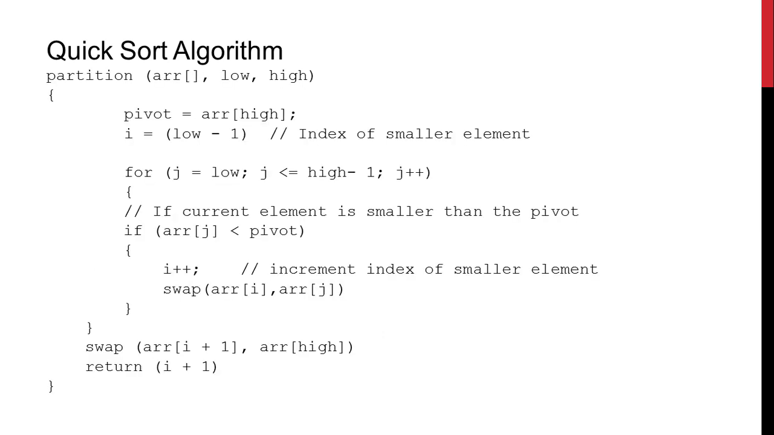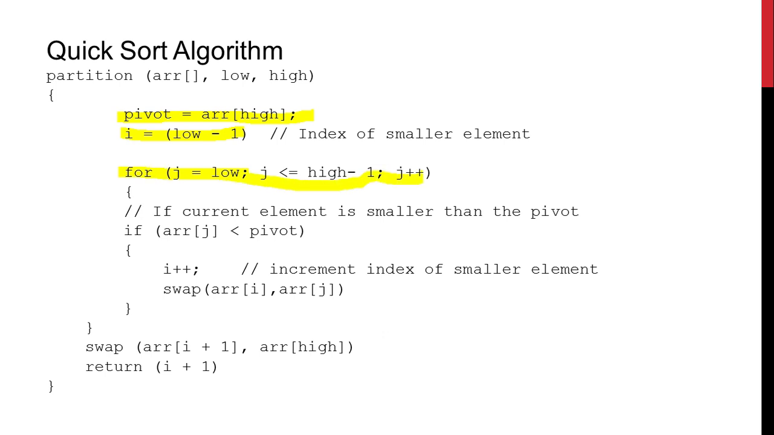And in the partition function, we have 7 steps. Step 1, choose the highest index value as the pivot. Take two variables i and j, pointing to the low index of the array. This is the i and this is the j variable. And then in step 3, a for loop traverses all the elements from low to high except the pivot.